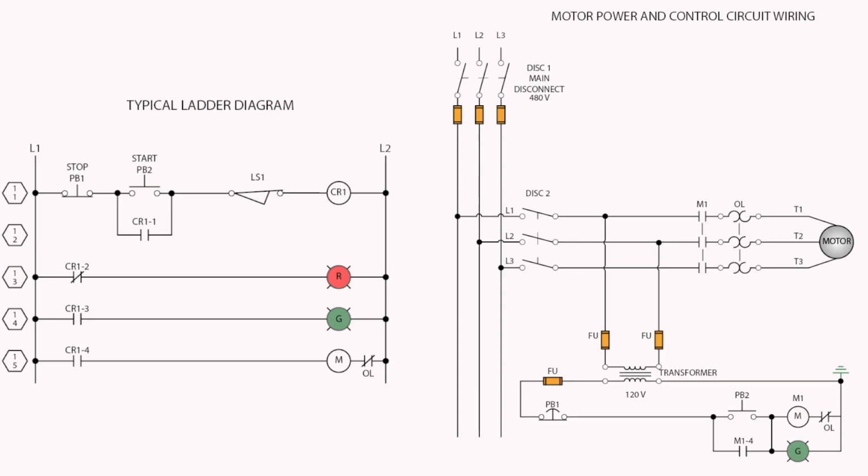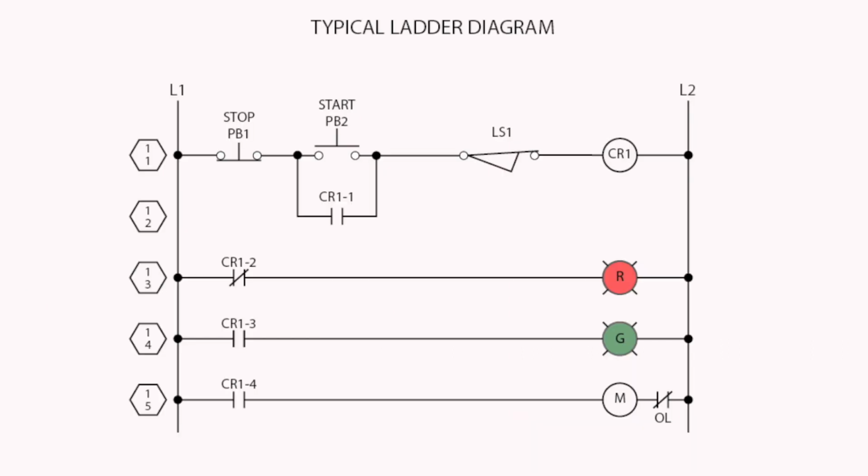So let's get started. There are several types of control diagrams that are used when installing, maintaining, and troubleshooting motor control circuits. One of the most common is called a ladder diagram. The ladder diagram focuses on the electrical operation of a circuit and not on the physical location of the device.